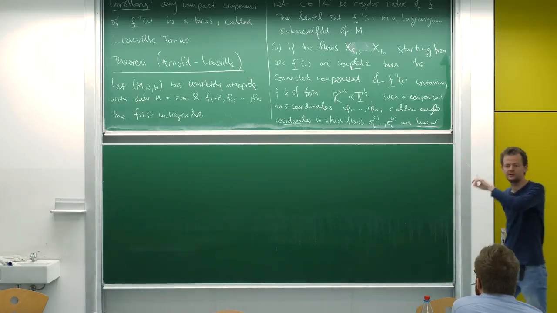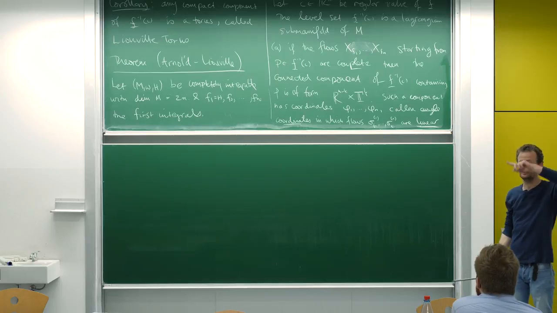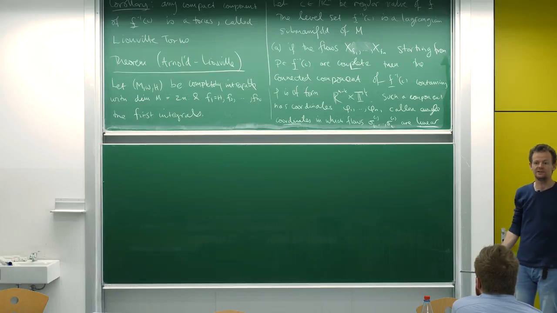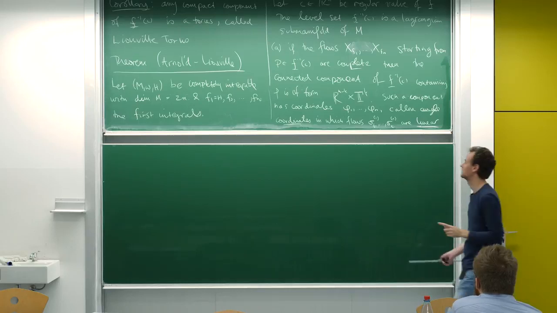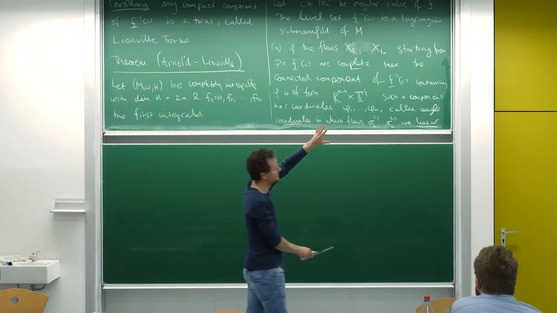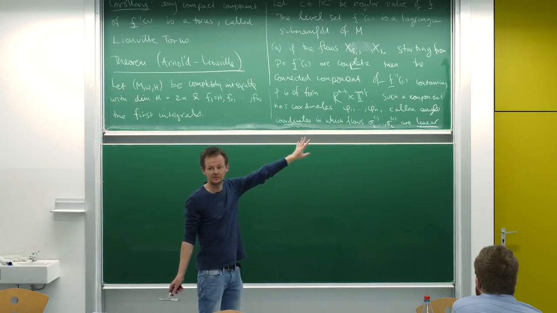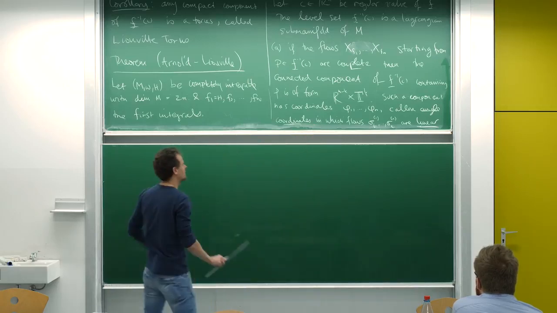And if you think of the harmonic oscillator, the level sets are circles. So there is a natural coordinate on the circle, namely the angle. And the flow is linear with respect to the angle, right? The angle increases at constant rate as time passes on the harmonic oscillator. And this shows that that's not just specific to the harmonic oscillator, but is a general feature of any completely integrable motion.